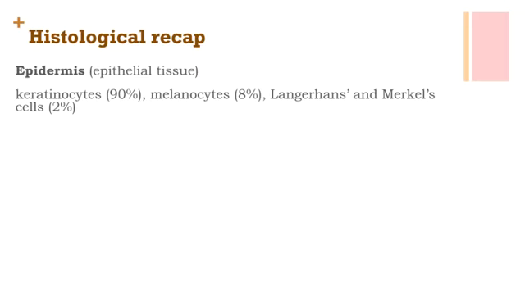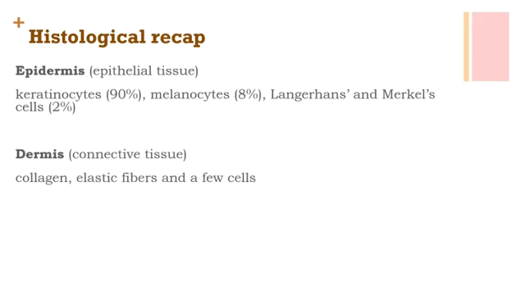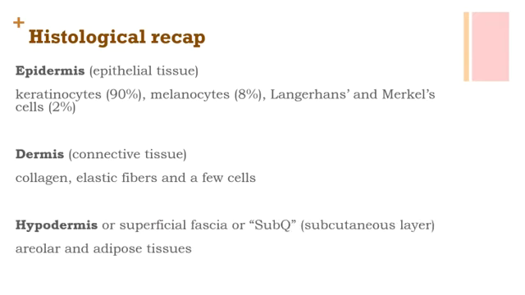The epidermis is attached to the deeper, thicker connective tissue part called the dermis. The dermis is composed of collagen and elastic fibers and a few cells. Deep to the dermis is a subcutaneous layer, or subQ. This layer, also called the superficial fascia or hypodermis, consists of areolar and adipose tissue.